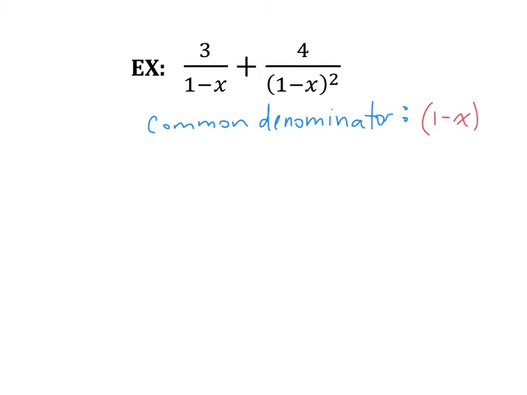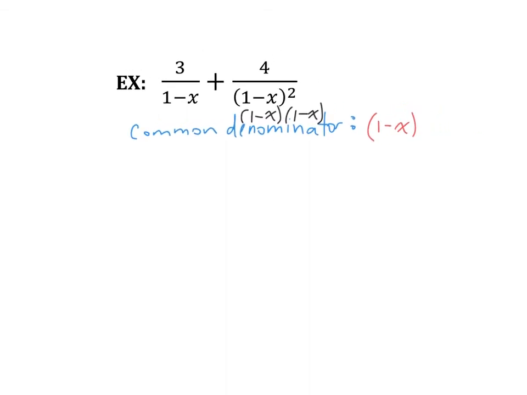Now this second denominator, as I mentioned, this 1 minus x squared, that's like saying 1 minus x times 1 minus x. So this first 1 minus x is a repeat. Okay? I already have a 1 minus x written, so I wouldn't write this one again. However, I don't have two 1 minus x's written over here. So I need to include another 1 minus x in my common denominator. Okay? So really we could say, oh, well, our common denominator is 1 minus x quantity squared.